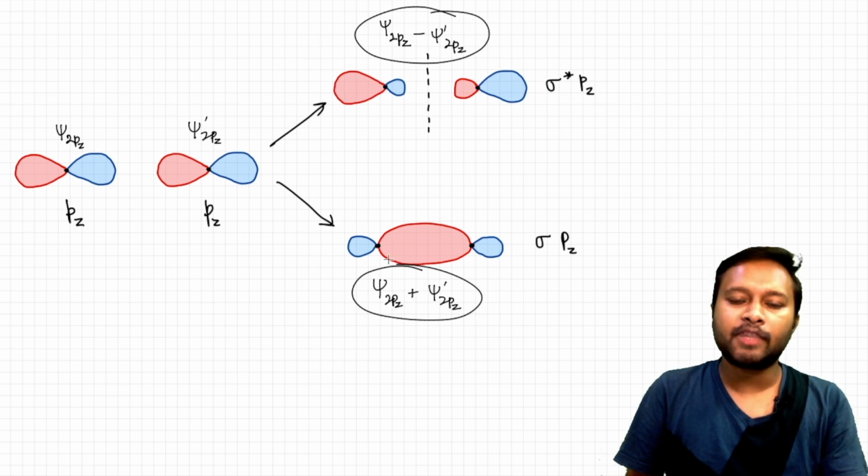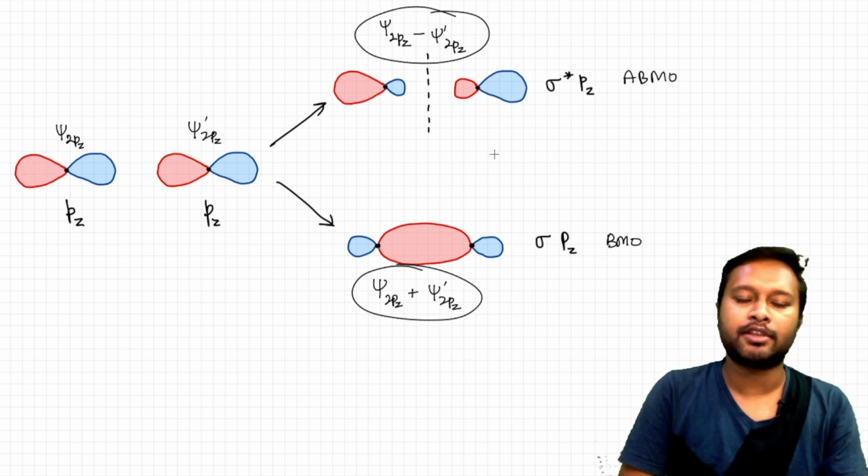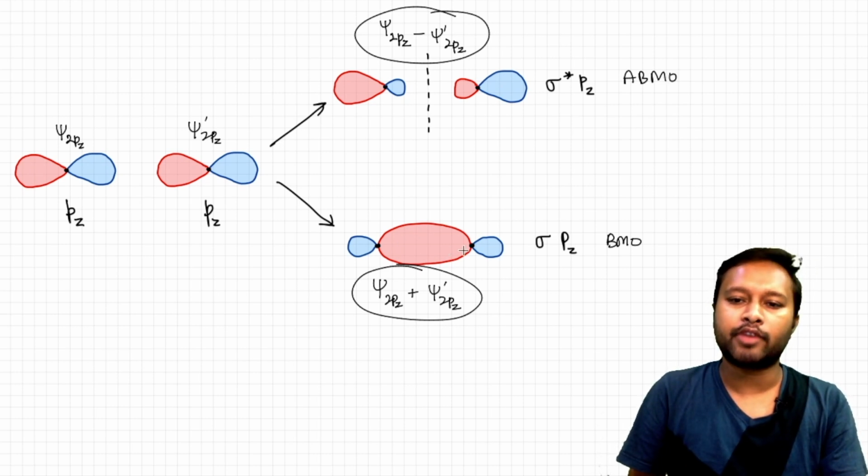Now if you see, this is a constructive overlapping, this is destructive. So this is going to form a bonding molecular orbital, this is going to form an anti-bonding molecular orbital, the same way as we have seen for the s orbital. But here again you can see that since there is an inversion center in the whole thing, the parity will be gerade. So I can write down g here.